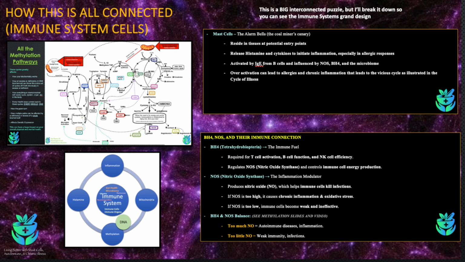This is the inflammation modulator. It produces nitric oxide, which helps immune cells to kill infections. If NOS is too high, it causes chronic inflammation and oxidative stress. So if you have mutations in the NOS gene, this will greatly contribute to that. If NOS is too low, immune cells become weak and ineffective. BH4 and NOS balance. With all this, you want to see the methylation slides and video to truly understand it, but too much nitric oxide means immune diseases and inflammation. Too little nitric oxide, and you have weak immunity and more infections.